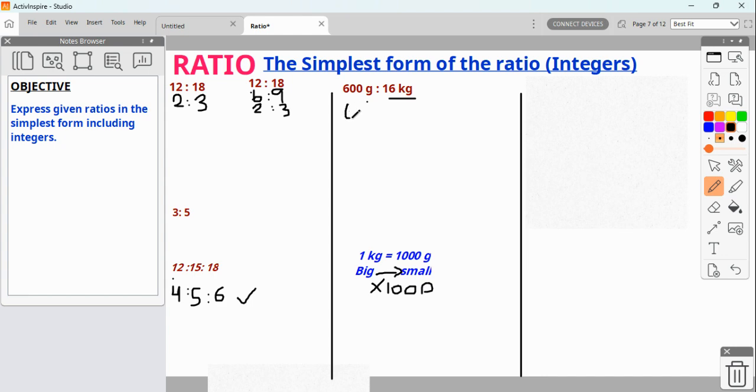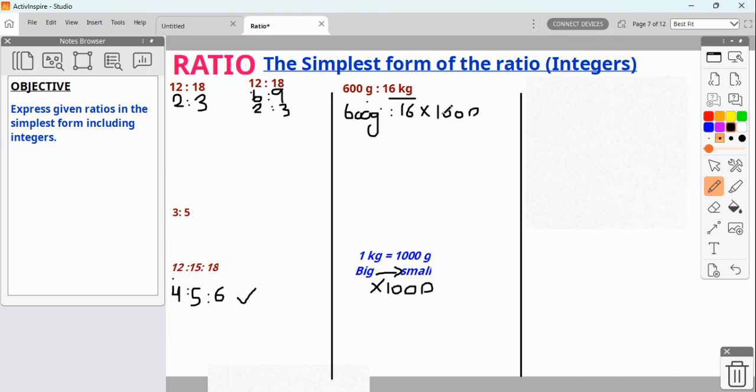So 600 gram, I can copy down the same 600 gram because we are not going to simplify it right now. First of all, we are going to convert this kilogram into gram. It's given 16 kilogram. So I will be writing 16 the same, and for changing it into gram, I will multiply it by 1000 because 1 kilogram is equal to 1000 gram.